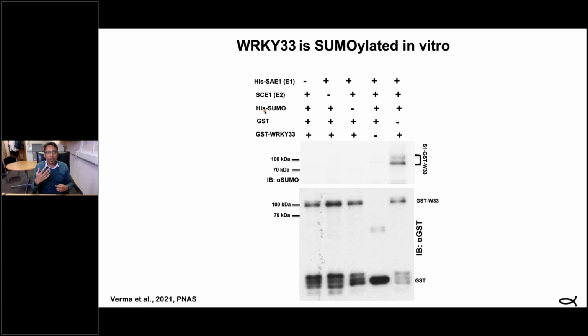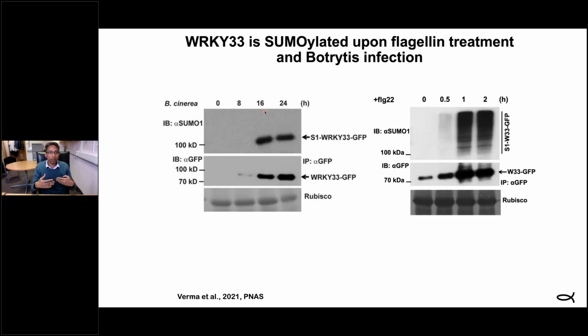What we found is that you can purify the E1, E2, E3s and incubate them with recombinant WORK-E33, and it very nicely SUMOylates WORK-E33. And we can identify the SUMO sites of WORK-E33. Before that, we can even show that when you infect with botrytis, we see WORK-E33 SUMOylation going up here. This is WORK-E33 protein, GFP tag, and then SUMO-conjugated WORK-E33 going up here.